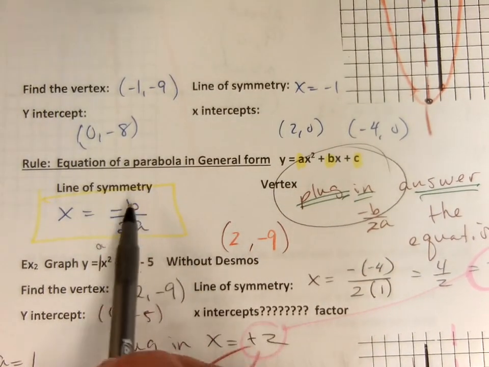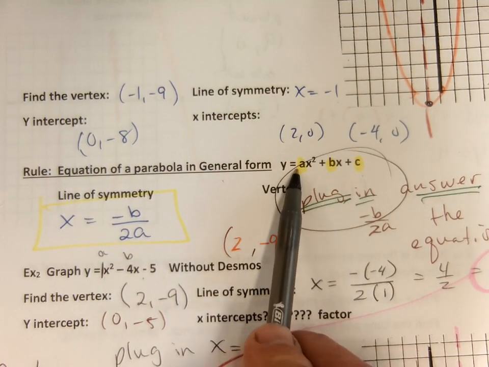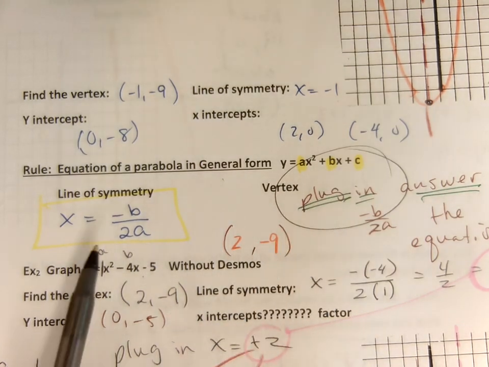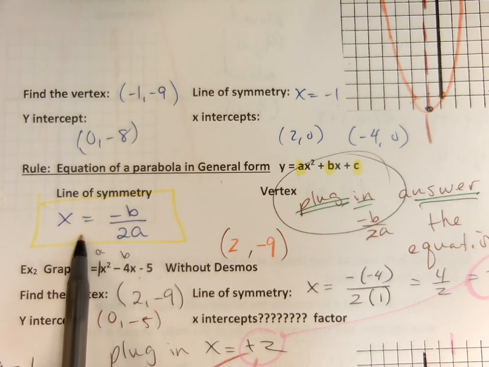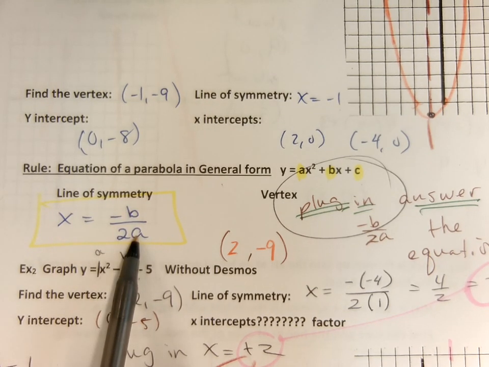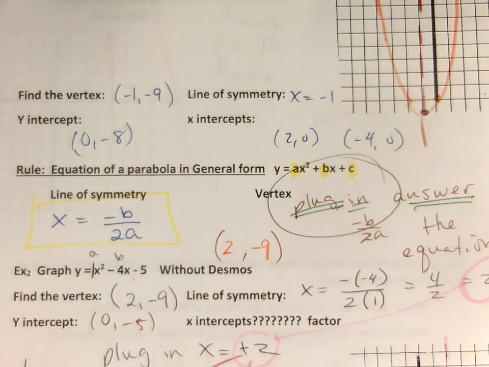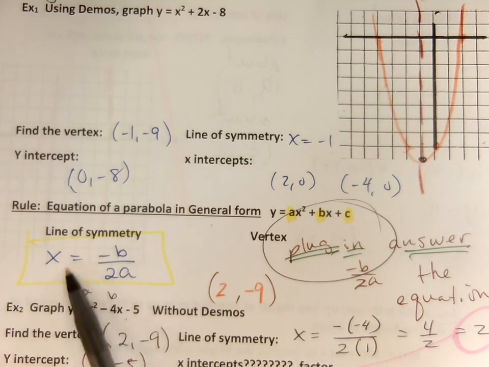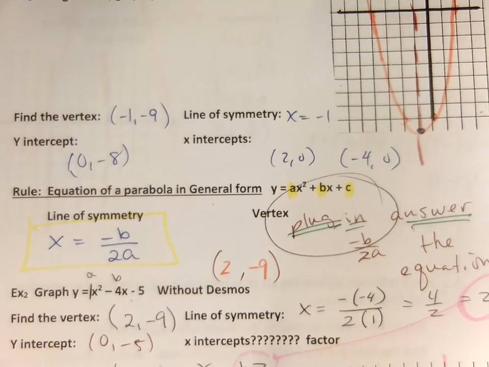If a parabola is in general form, like ax squared plus bx plus c, where a, b, and c are just numbers, then we're going to use this formula. And it's an easy formula. To find the line of symmetry, the formula is x equals -b over 2a, where a, b, and c are these numbers. To get the vertex, we know that the vertex lies upon the line of symmetry. It's an x value. So you take this answer and plug it into the equation and you get the corresponding y value.